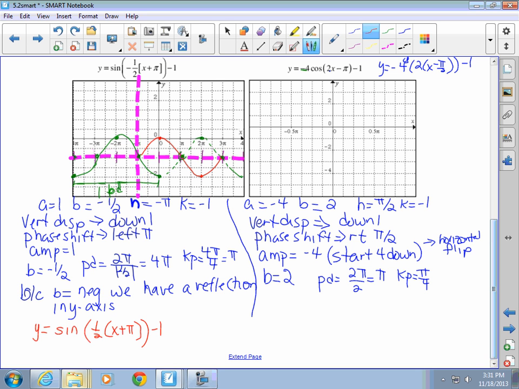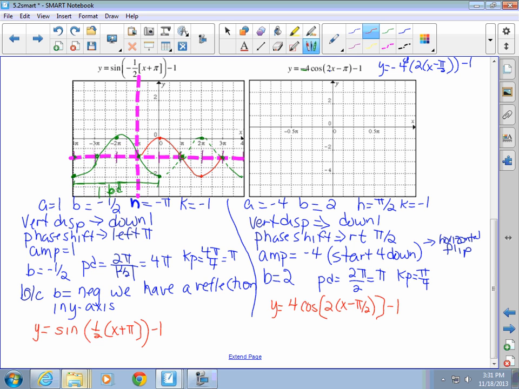And again, I'm going to draw you what would be the graph without that negative in there. So y is equal to 4 cos(2x - pi over 2) - 1. So I'm going to draw the positive of that first, and then I'm going to draw what would it look like with that negative a value in there.